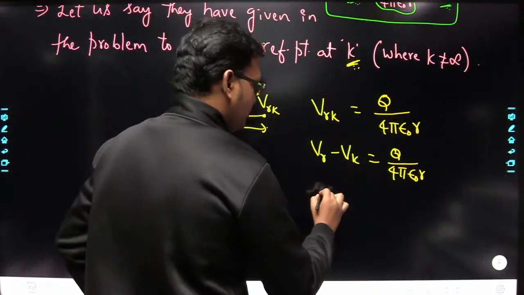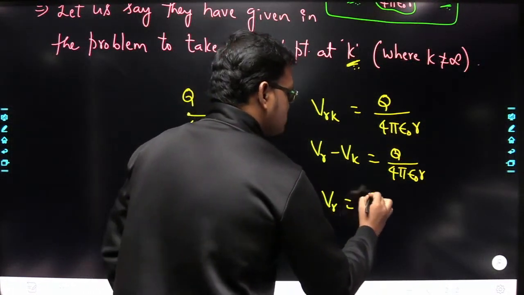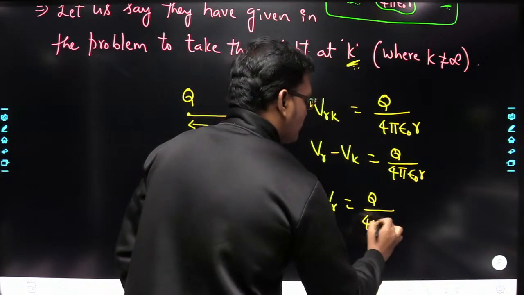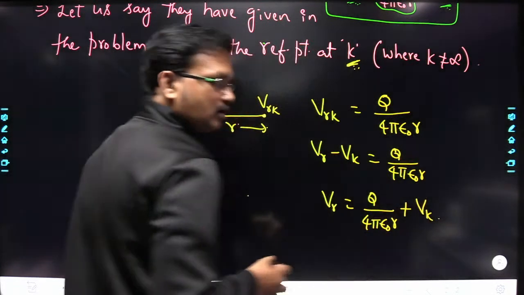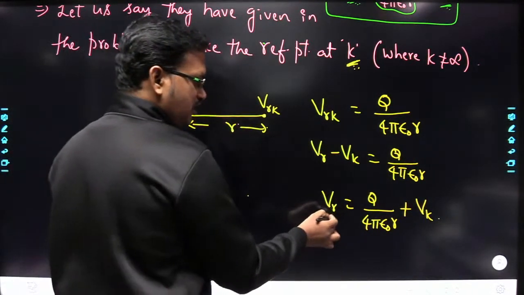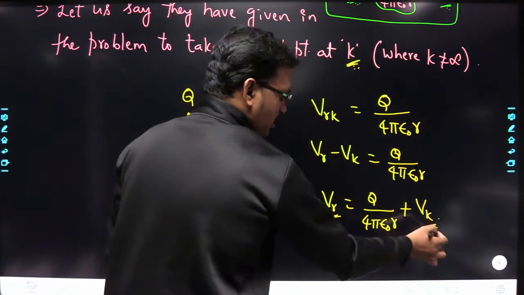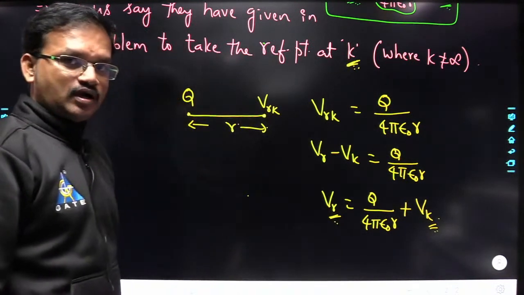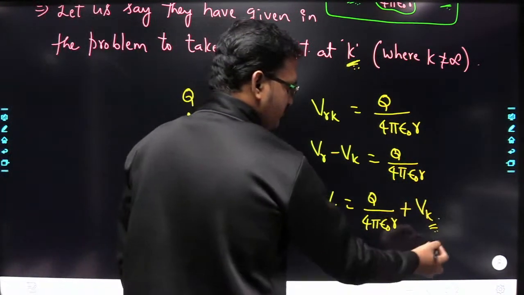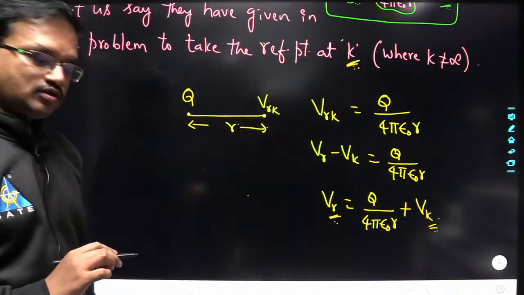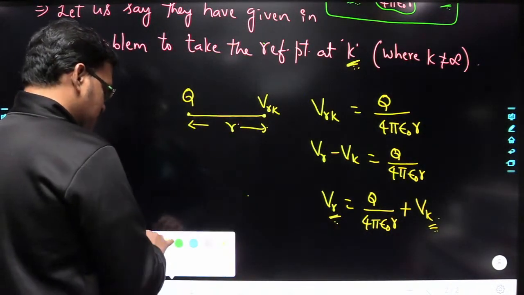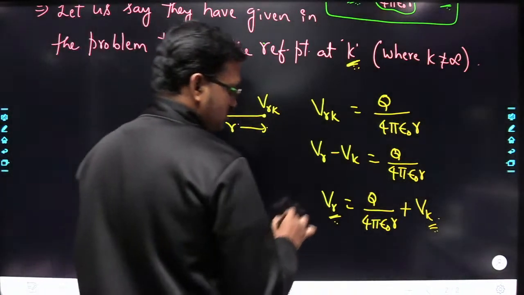Now here VR is equal to Q by 4 pi epsilon naught into R plus VK. So what is the gain in potential at R with respect to K? Understood? Now you have to consider the reference potential at K. Understood? So this is a special case here.